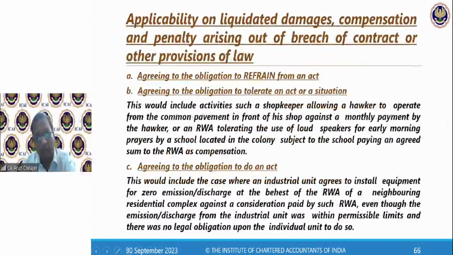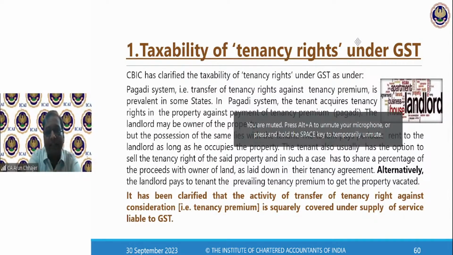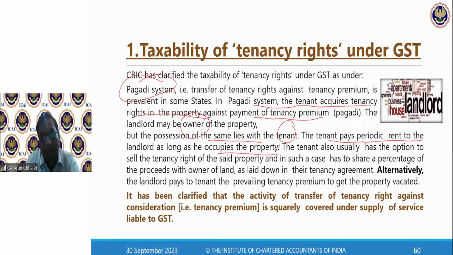Now we are going to discuss the taxability of tenancy right under the GST. They have clarified that in a certain state, there is a concept of the pagadi system. What is that pagadi system? In the pagadi system, the tenant acquires the tenancy right in the property against payment of a tenancy premium, which is called pagadi. So the landlord may be the owner of the property, but the possession lies with the tenant. Basically, he has acquired some right by making some extra payment. The tenant pays periodic rent to the landlord as long as he occupies the property.